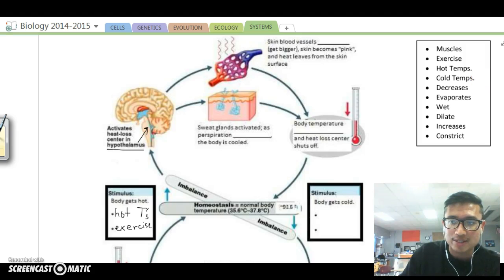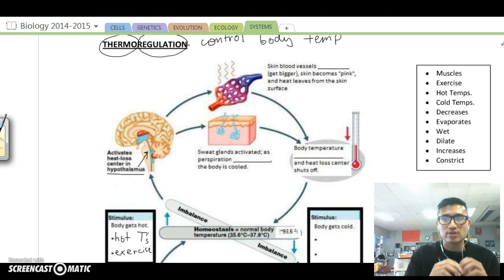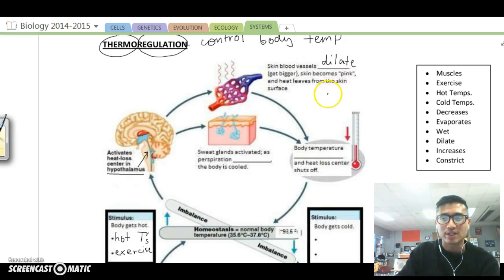Our hypothalamus tells our blood vessels, hey, what I need you guys to do is expand. I need you guys to get bigger. I need you guys, and this might be a new word for quite a few of you, to dilate, okay? That word dilation just means to get bigger.